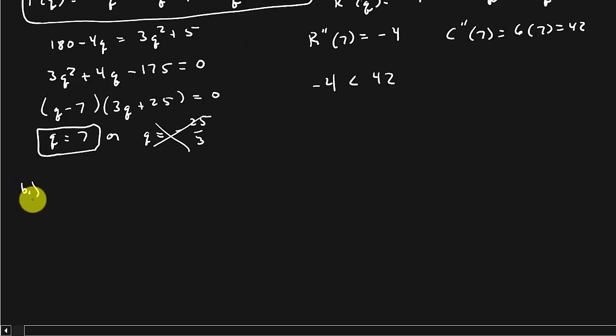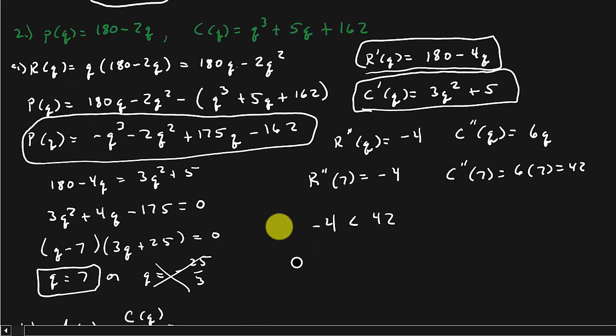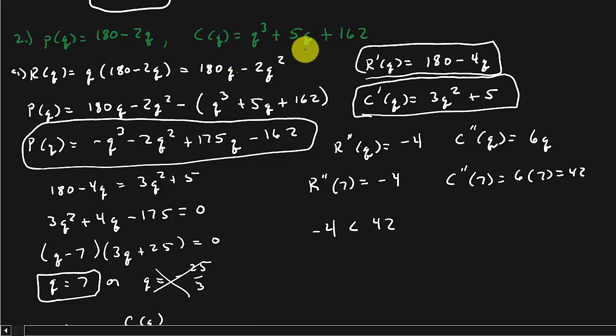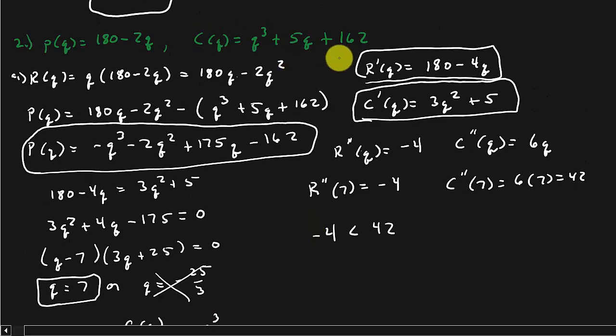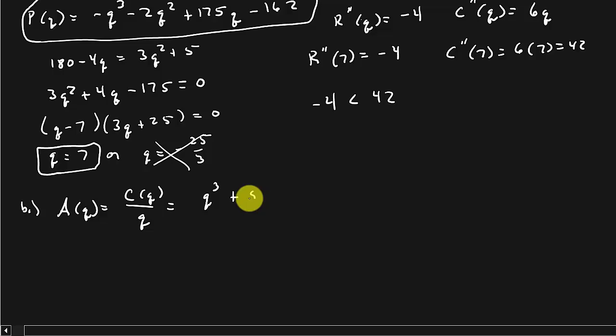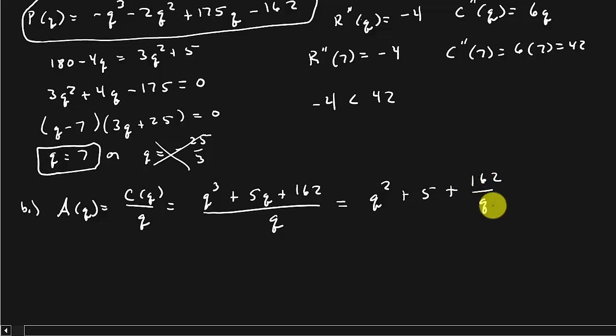Now let's do part B. So we need average cost. So the average cost, which is C of Q over Q. So our cost function, there's our cost function. That's going to be Q to the third plus 5Q plus 162 over Q, which is Q squared plus 5 plus 162 over Q. So there's our average cost.